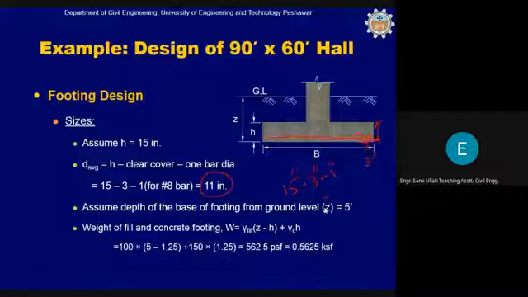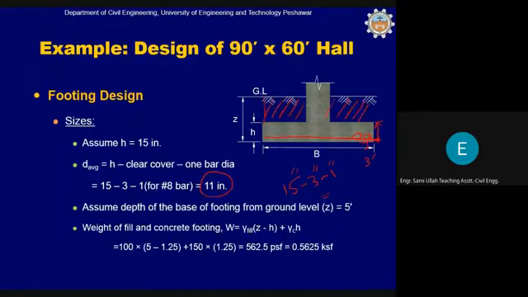Then the weight of fill and concrete footing shall be deducted from the bearing capacity in order to calculate the net bearing capacity. So this weight is gamma fill. It will be like this. This part, this H part. This is gamma fill times Z minus H. Total is Z and this is H. So this part is Z minus H. This will be multiplied by gamma fill.